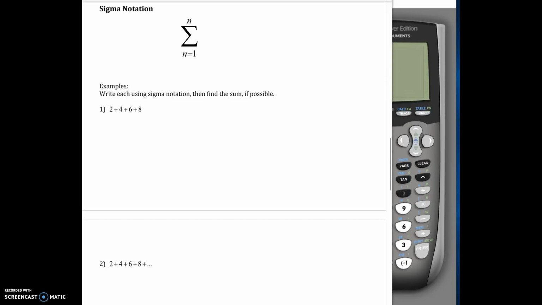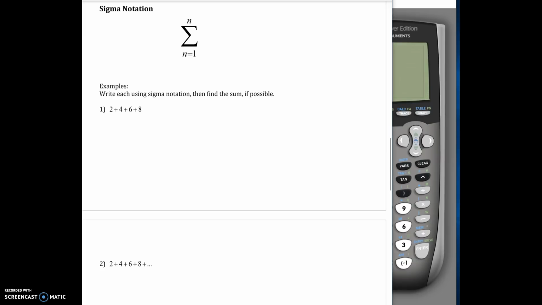So we are on our second video for arithmetic series. We are going to explore the use of sigma notation as opposed to the formula and kind of connect the two. So sigma notation is also called summation notation. And I just want to highlight some of these different pieces here.